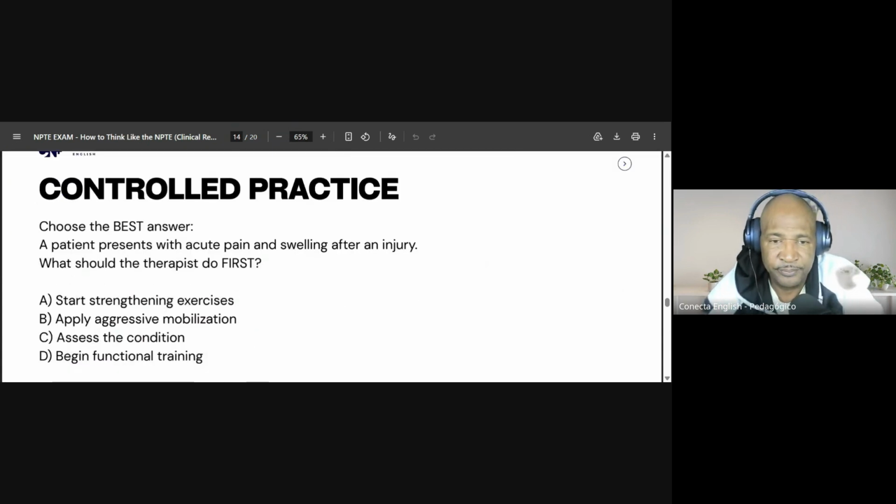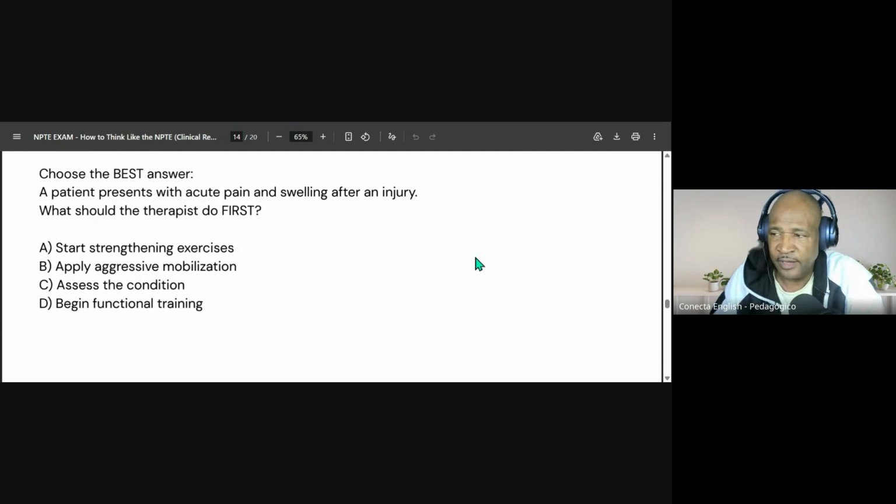Controlled practice. Choose the best answer. A patient presents with acute pain and swelling after injury. What should the therapist do first? A, start strengthening exercises. B, apply aggressive mobilization. C, assess the condition. Or D, begin functional training. Put your answers up there.